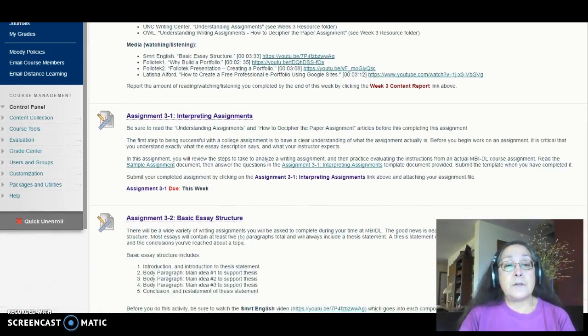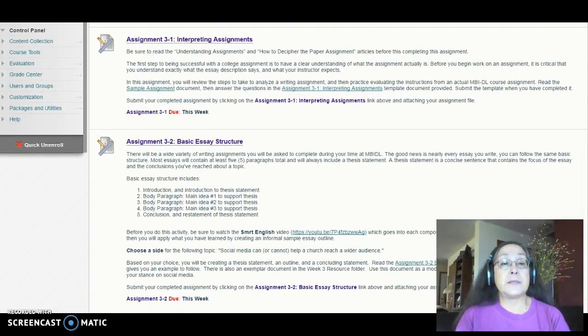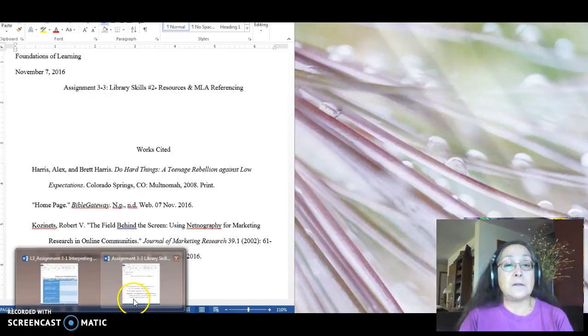Okay, so the first assignment that we have is interpreting. How do we interpret assignments? That's where we're asking you to read the papers that are available to you, which, like I said, are in the resource folder. And then we also give you a sample assignment. To get this assignment done, you have to be able to read a sample assignment, so I'm going to show you what that looks like.